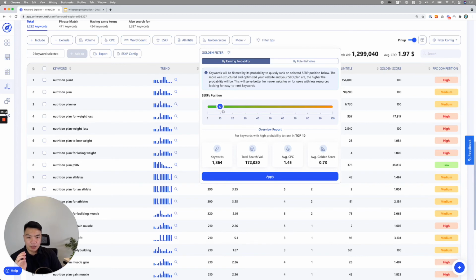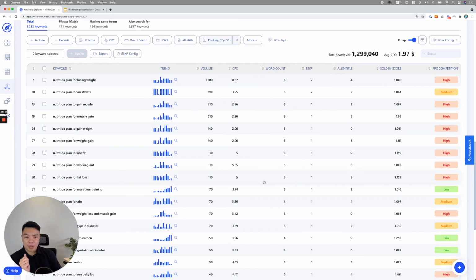So let's say it's top 10, so these are ranking probability in top 10, you will have about 1,864 keywords, right? Out of these 3,232 keywords. Total search volume will be 172,000, with average Allintitle and average golden score, right? Just pay attention to these two numbers as you see, right? So if I do top 10, I say, oh wow, I have 1,862 keywords, that's pretty good. I click apply, and there it is.